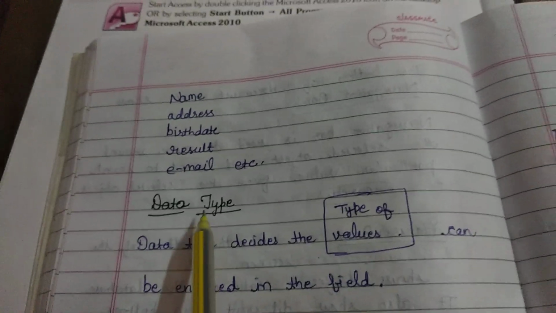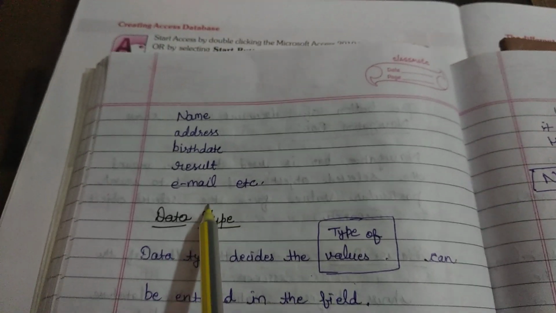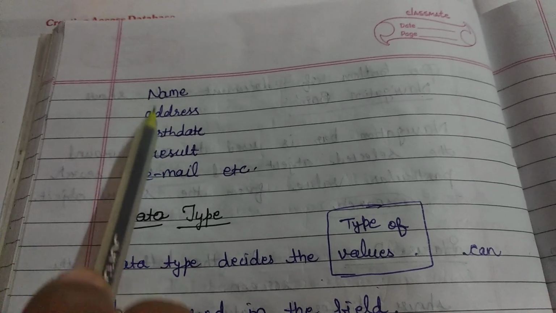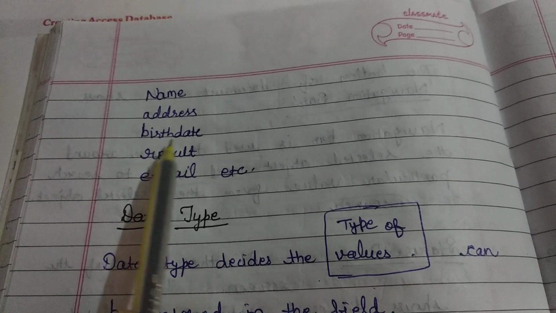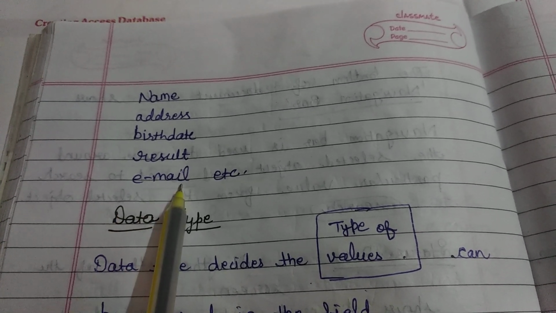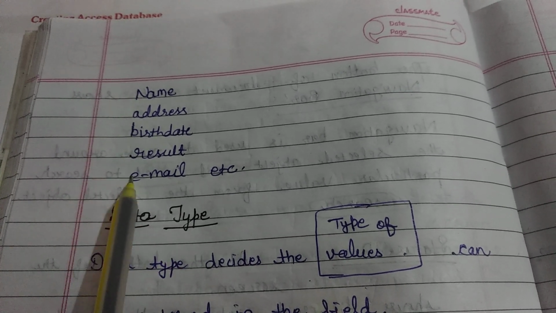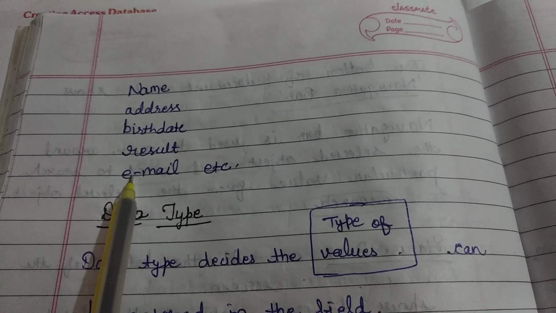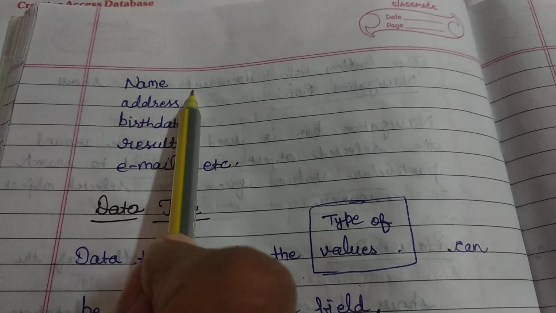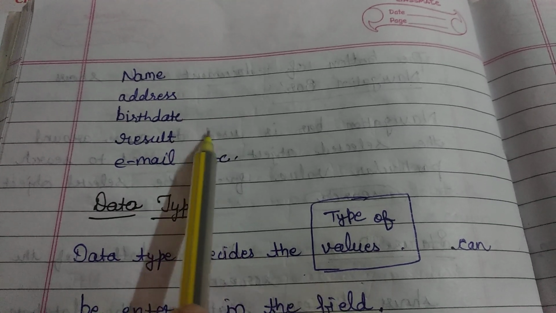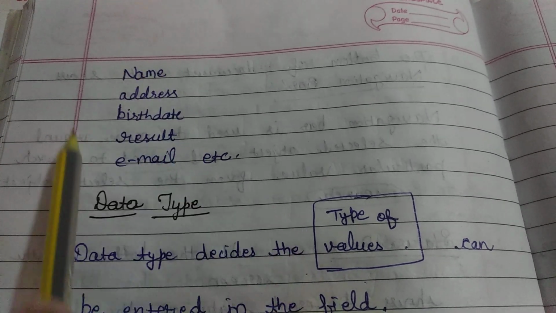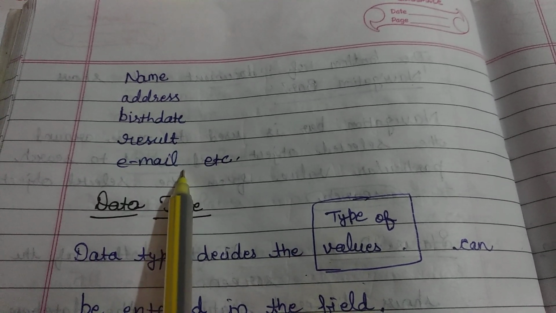Here, suppose we are going to enter data of your class. Okay, so field names will be name, address, birth date, result of your class 6, email IDs. All these will be field names, and we will enter the data in these fields. Many students are there in your class, so the data of all the girls can be entered under these field names. Okay, got it?